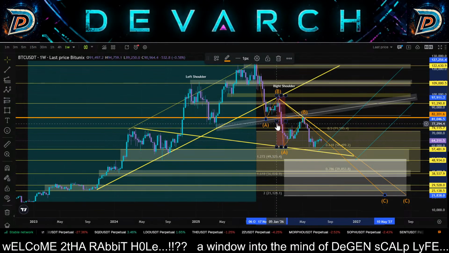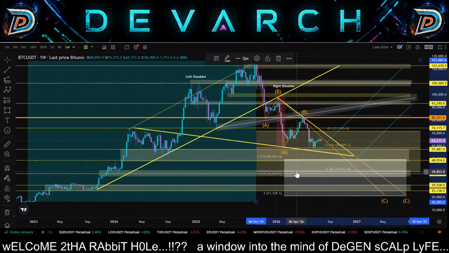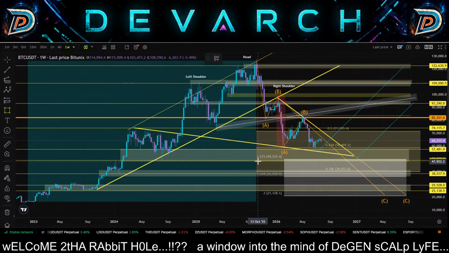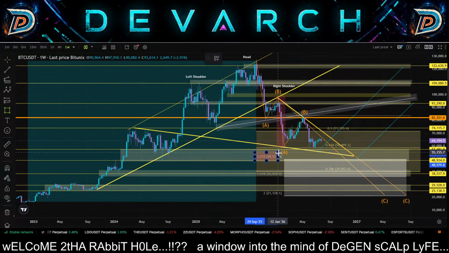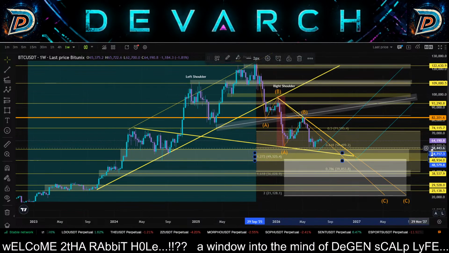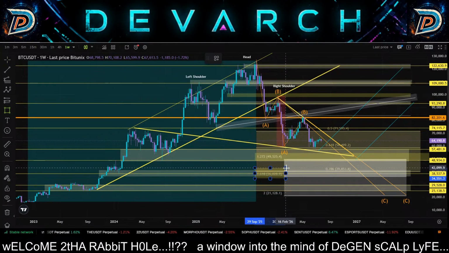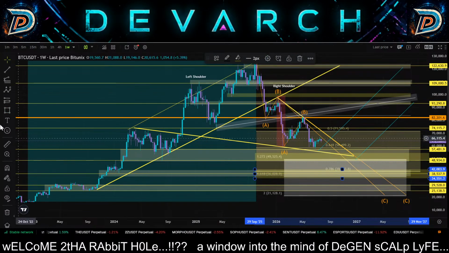We can see here that I did the projection of this wave here in red. And just so we can have a clearer outline of these projection levels, let's make it a bit more bold yellow. These are the 3 zones to be aware of.